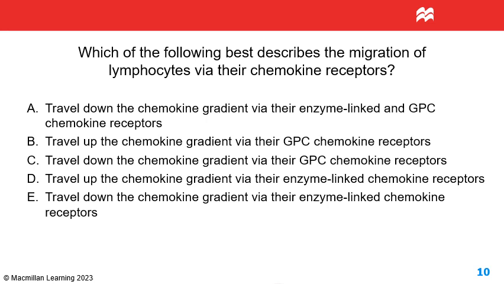So here, this slide is still referring to things we had talked about before, right, about the cytokines and how your cells go towards a place where they have to come out of circulation, right? How do they get to the place where they are needed? The question here is, which of the following best describes the migration of lymphocytes via the chemokine receptors? So what is attracting those lymphocytes to a specific area?